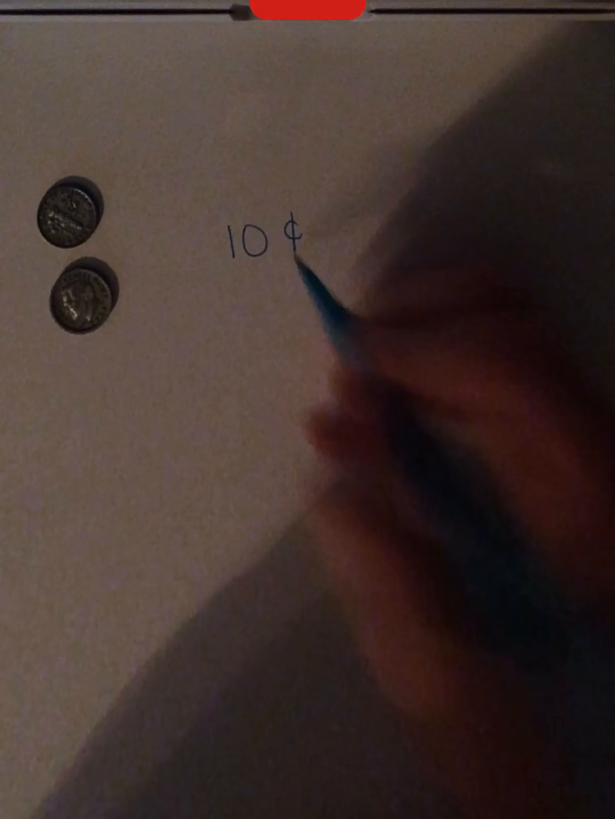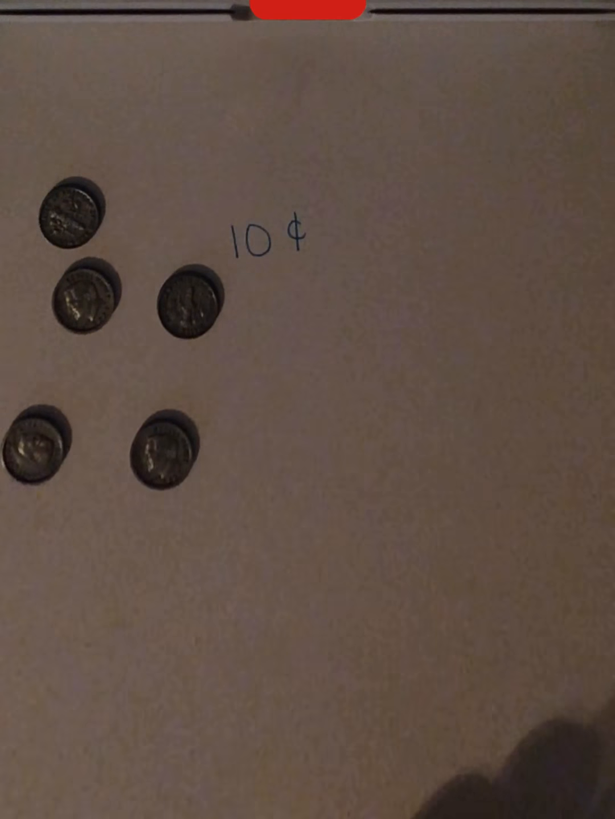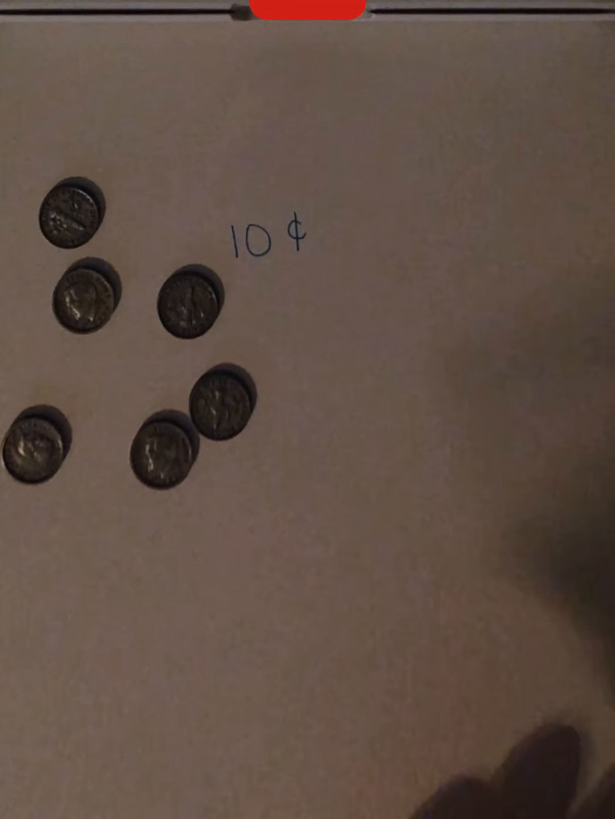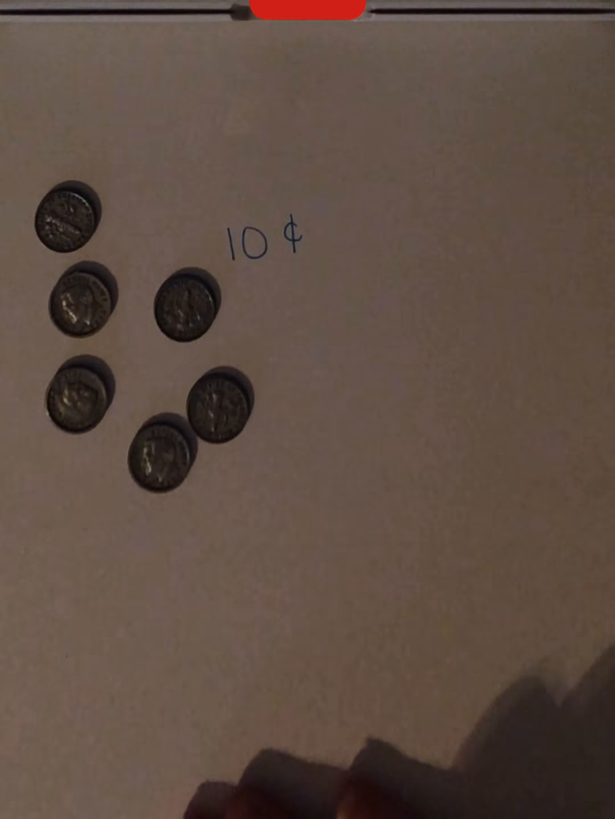Another coin we have is called a dime. The dime looks like this. How much is a dime worth? You are correct if you said 10 cents. So when we count our dimes, we count by tens. 10, 20, 30, 40, 50, 60. If we have 6 dimes, we have 60 cents. Count by 10.